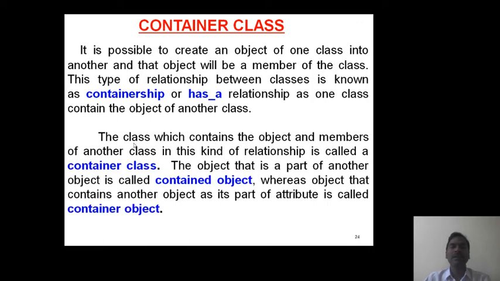Now observe, the class which contains the object and members of another class is called a container class. The object that is a part of another object is called a contained object, whereas the object that contains another object is called a container object. So two terms are possible in a container class: contained object and container object.